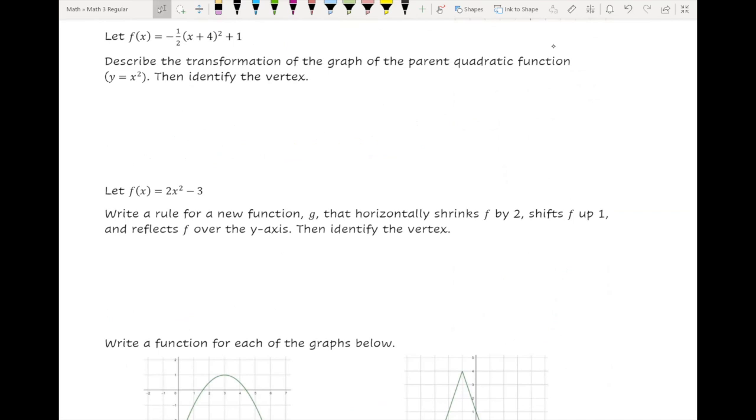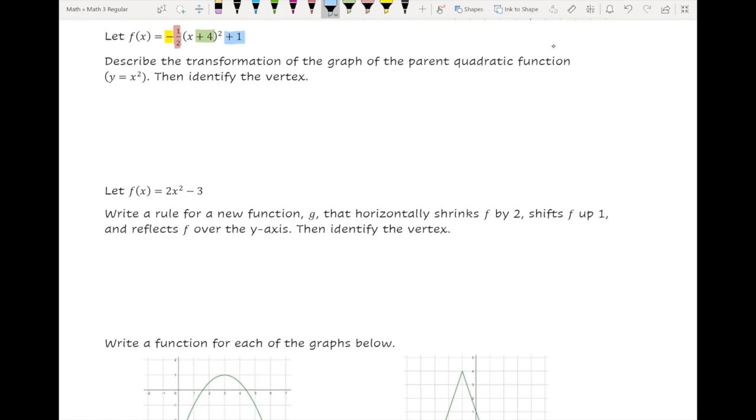Next we are going to work on our transformations, and it's not really on a graph here, it's just written algebraically. It says describe the transformation of the graph of the parent quadratic function y equals x squared. Then identify the vertex. There are actually 4 different transformations going on right here. The negative is its own transformation, and then multiplying by this 1/2, that's its own transformation. This +4 does a transformation, and the +1 does a transformation.